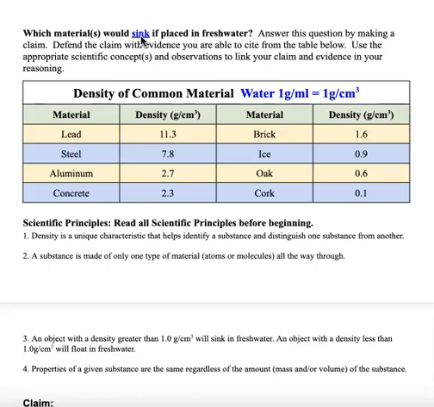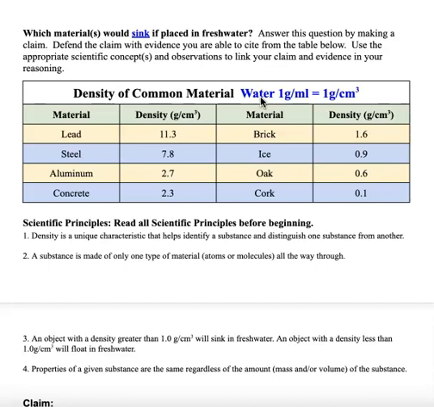Now, your practice one was very, very similar. But now instead of floating, you have to answer which materials would sink if placed in fresh water. And these are the materials you can choose from. So you got lead, steel, aluminum, concrete, brick, ice, oak, and cork. And these are their densities. Make sure you're reading the graph correctly. And it says placed in fresh water, here's the density of water. And we have to say fresh water because it's not salt water. Salt water would have a different density, and depending on how much salt there is, the density would change. So go ahead, pause this video, and write your claim.